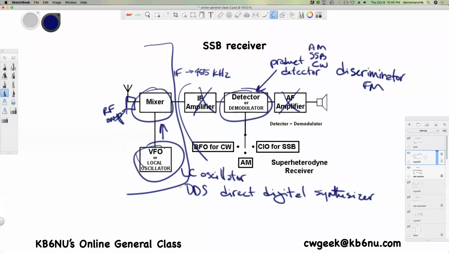Like I had an IC-746 Pro that had a digital synthesizer in it. I set the dial to 7.030 megahertz, and by God, I was on 7.030 megahertz. And I would check it every once in a while against WWV to make sure I was dead nuts on.